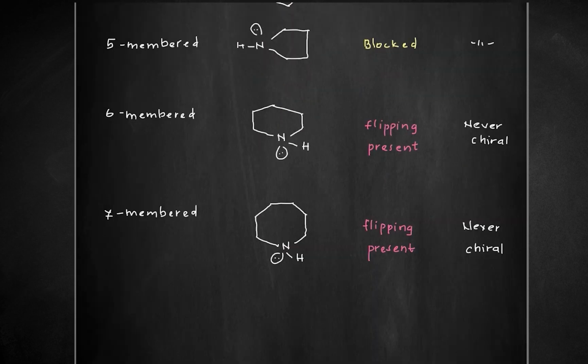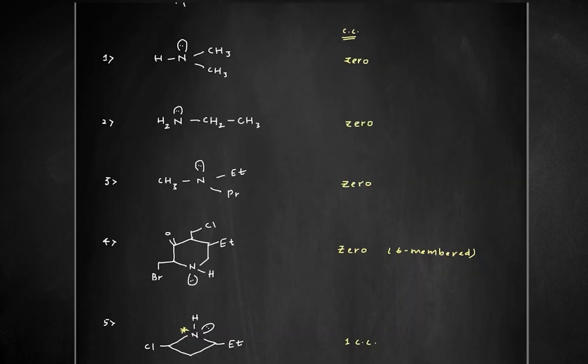Got it? But in case of 6 and 7-membered rings, flipping is present. So flipping is absent in 3, 4, 5-membered rings, but it is present in 6 and 7-membered rings. So in case of 6 and 7-membered rings, you will never consider them as the chiral center. Clear? So what is the conclusion here? Nitrogen can undergo flipping, and if it is present in an open chain compound, then primary, secondary and tertiary nitrogen can undergo flipping and therefore cannot be considered a chiral center. But if nitrogen is quaternary and there are 4 different groups, then you will consider it a chiral center.